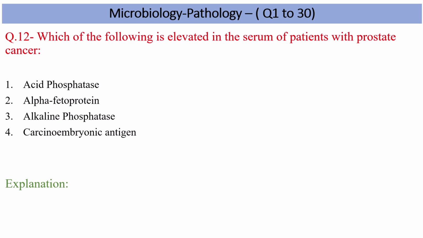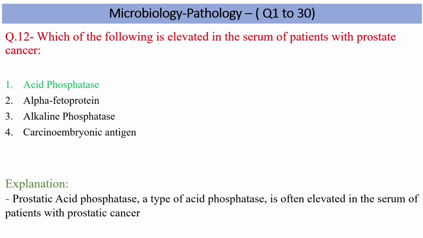Which of the following is elevated in the serum of patient with prostate cancer? Acid phosphatase, alpha fetoprotein, alkaline phosphatase, carcinoembryonic antigen. Correct option is acid phosphatase. Prostatic acid phosphatase, a type of acid phosphatase, is often elevated in the serum of patients with prostatic cancer.